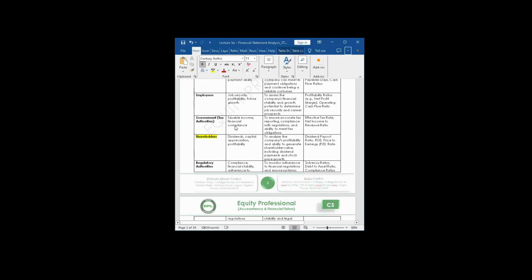The current owner, what do they need? They want to know if the company will be able to pay them dividends, and whether there is capital appreciation of the business and profitability of the business. So we might be looking at the dividend payout ratio, return on equity, and the price to earnings ratio.